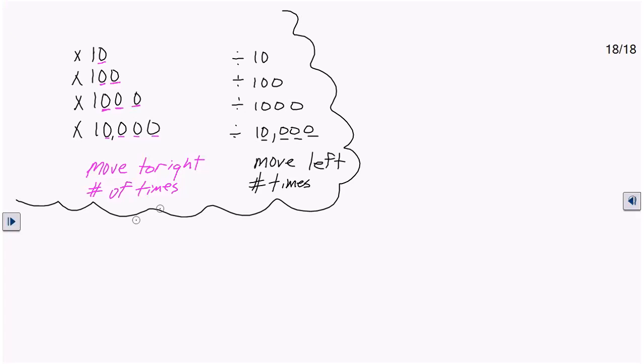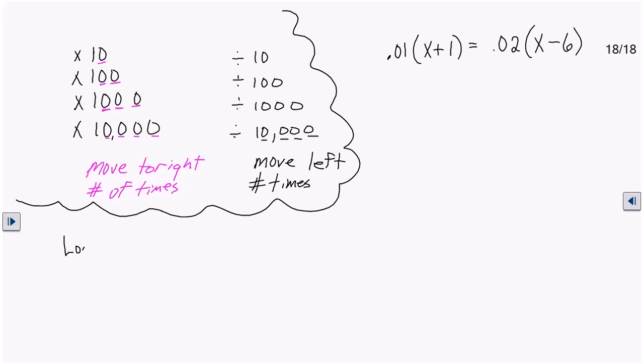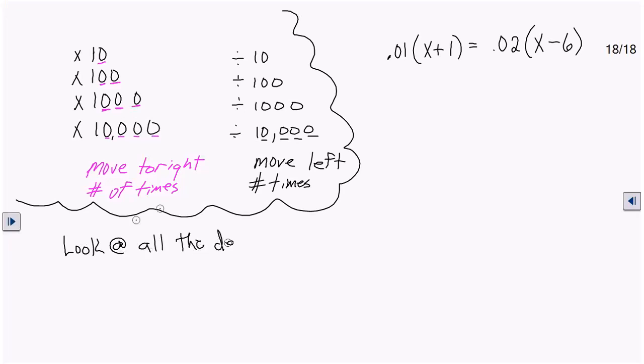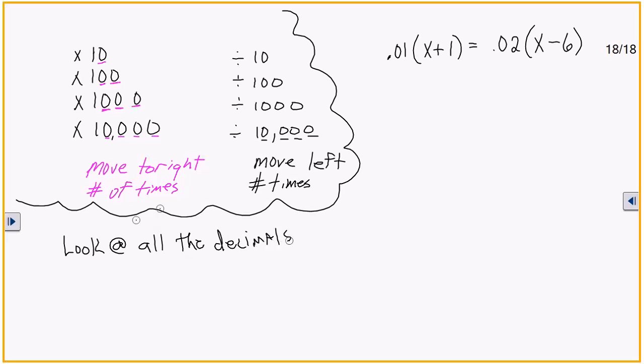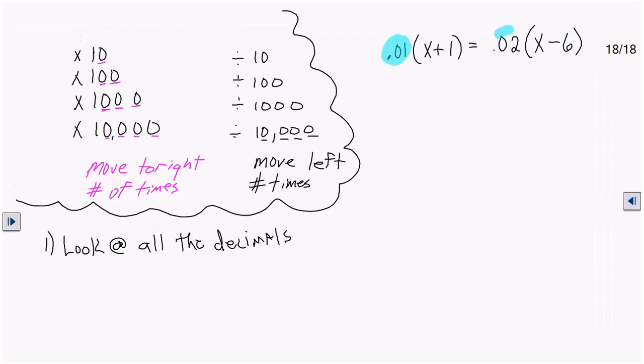It's going to be very simple. 0.01x plus 1 equals 0.02x minus 6. Here is a problem where we have decimals. The first thing you do when you have decimals in a problem is look at all the decimals. I've got 2 decimals in this problem. I'm going to highlight them. There's 1 decimal, and there's the other decimal.